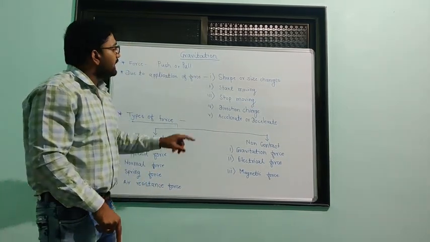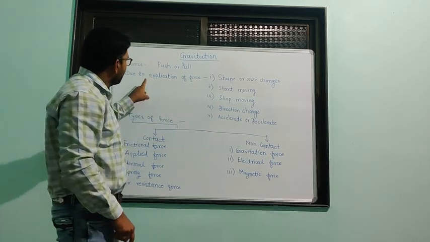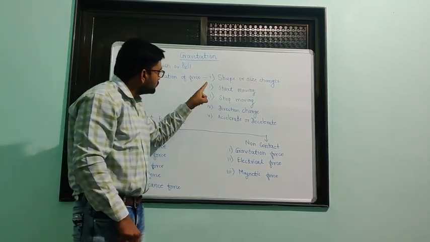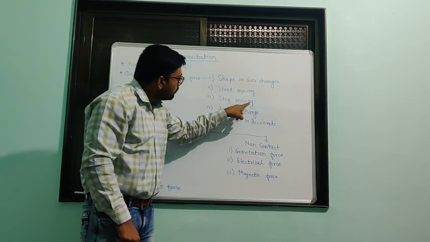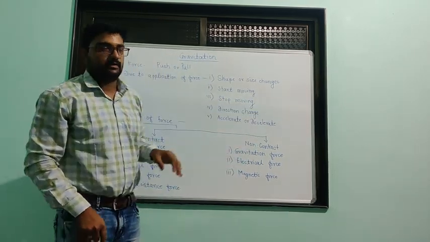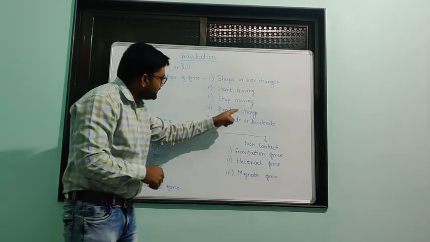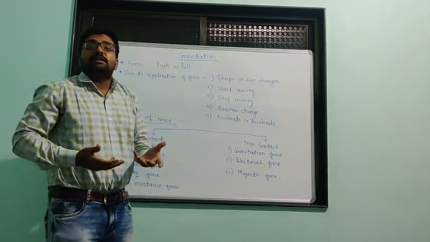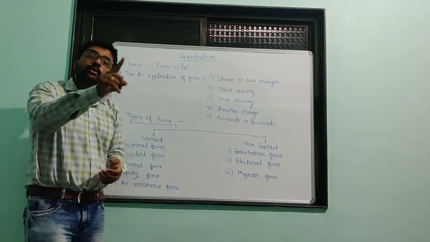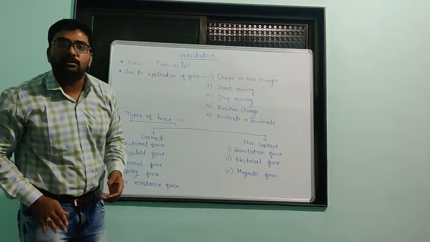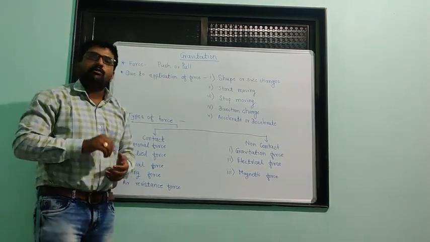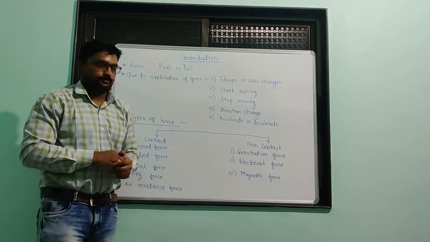So simply, in that example we studied, due to the application of force, we can stop the motion of an object. Next, due to the application of force, direction changes. We can change the direction of a moving object by the application of force. For that, we have to take the example of cricket.